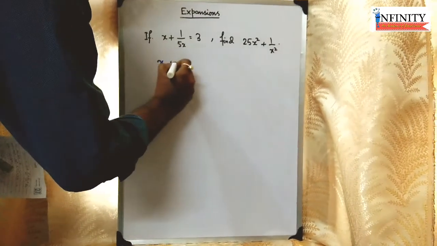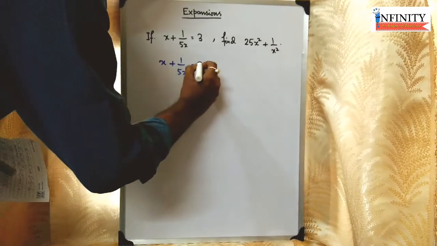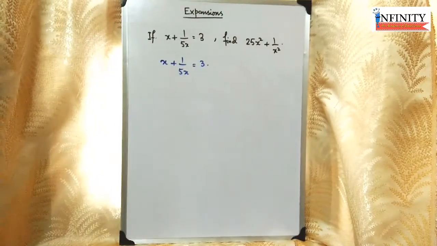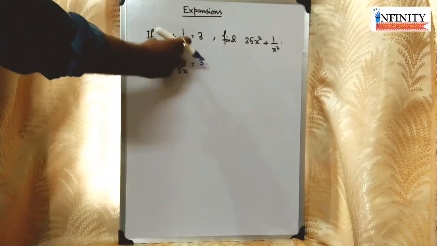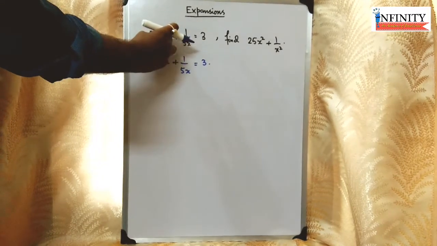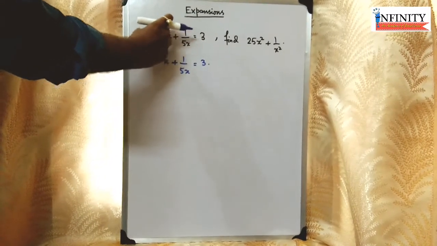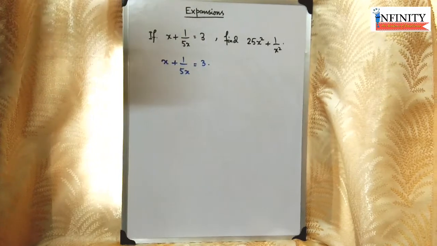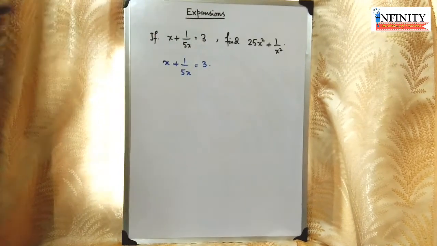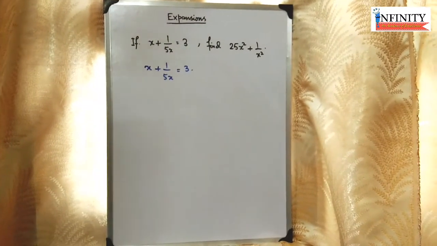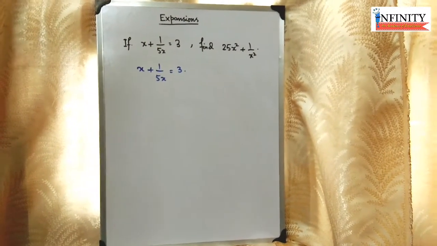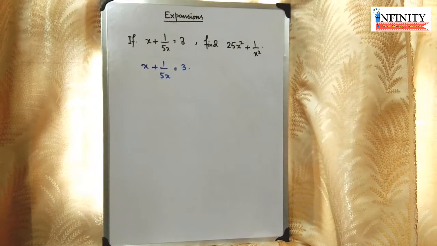See, this is given: x plus 1 by 5x equals 3. Then you have to change the coefficient of this term to this term, and you have to change this coefficient to this term. That is, you have to make the coefficient of x as 5, and you have to make the coefficient of 1 by x as 1.